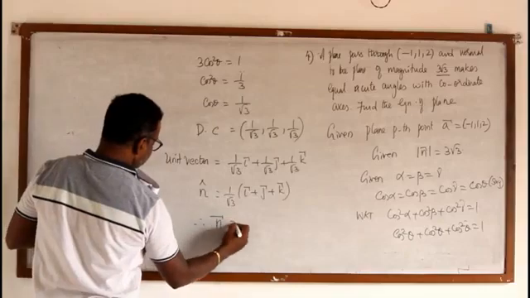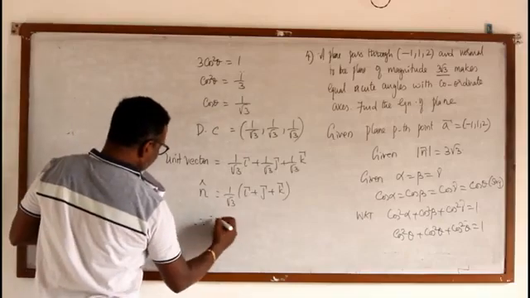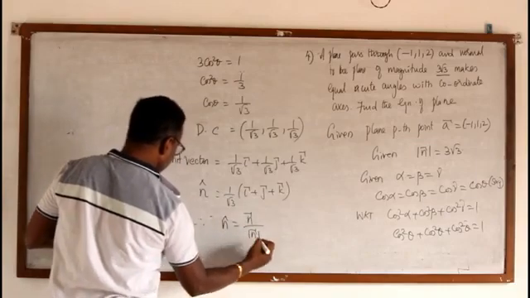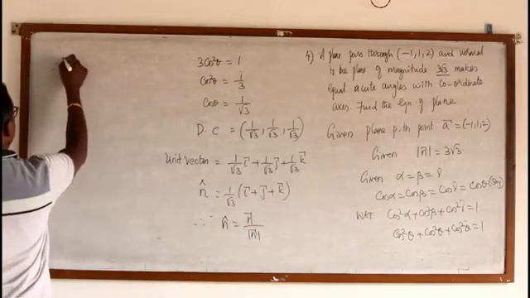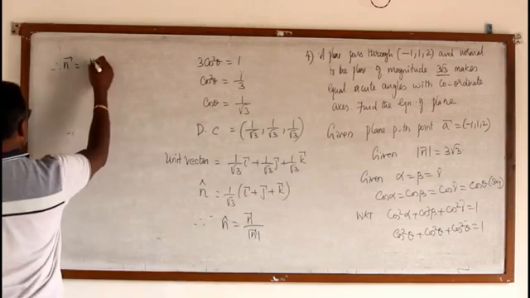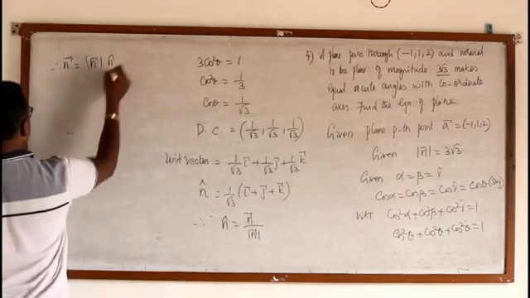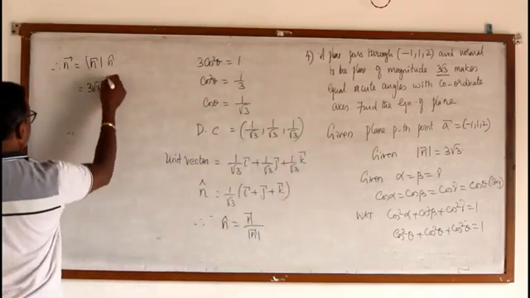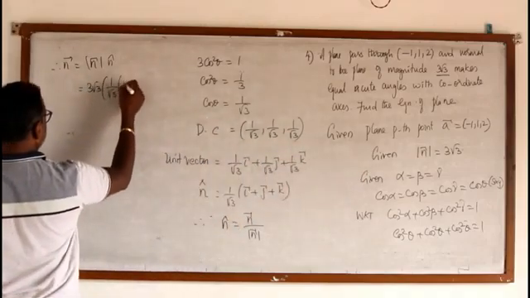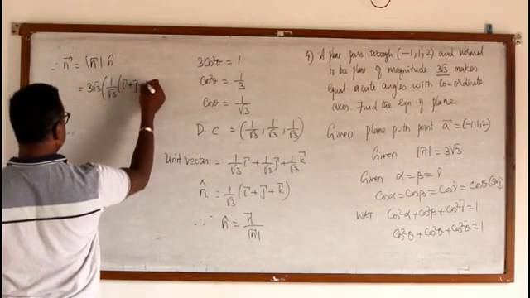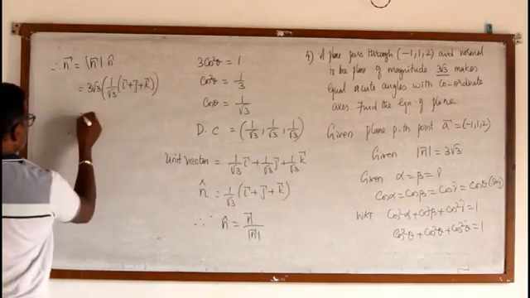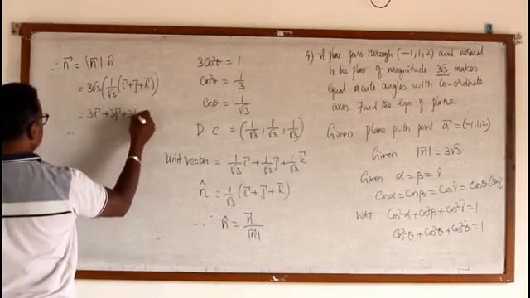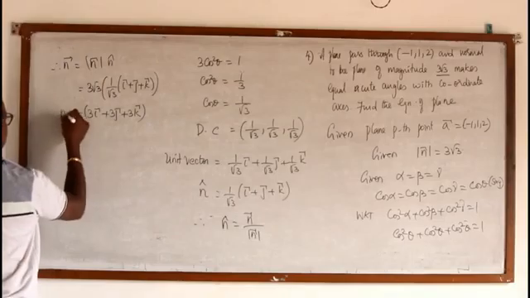Therefore, shall I say n vector? We know n cap is n vector by modulus of n vector. I need n vector, that is modulus of n into n cap. Modulus of n vector is 3 root 3 into 1 by root 3 into i plus j plus k. Then root 3 cancels, 3i plus 3j plus 3k. This is our n vector.